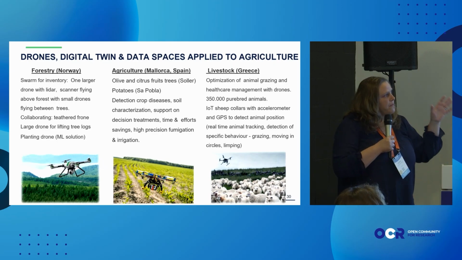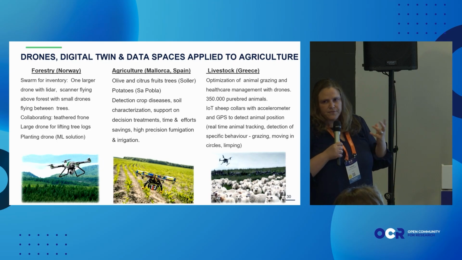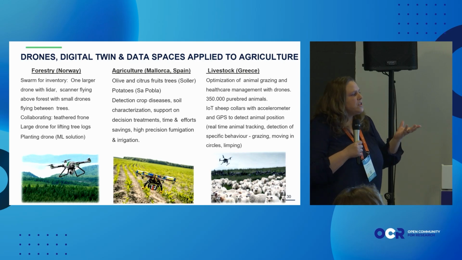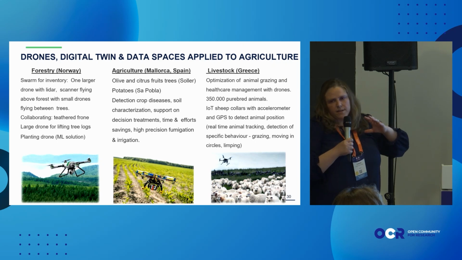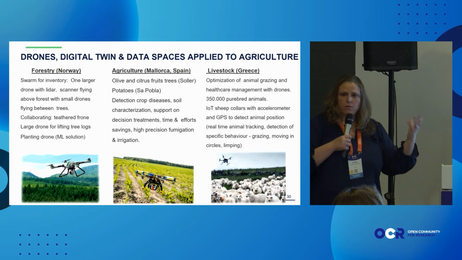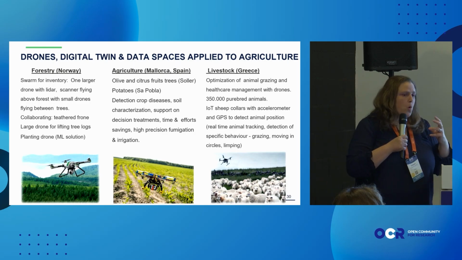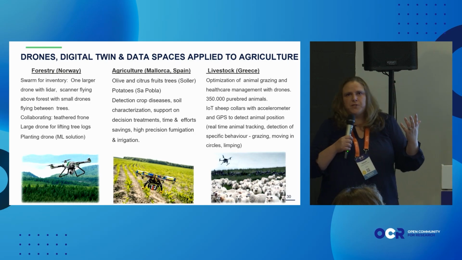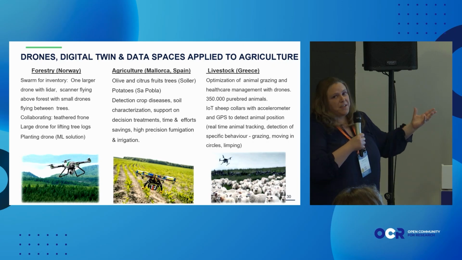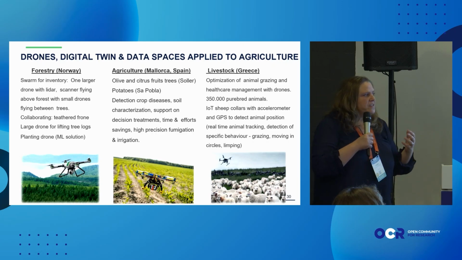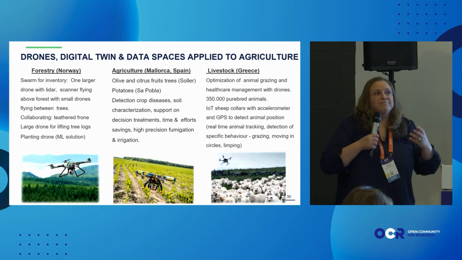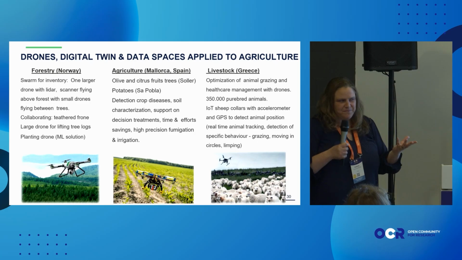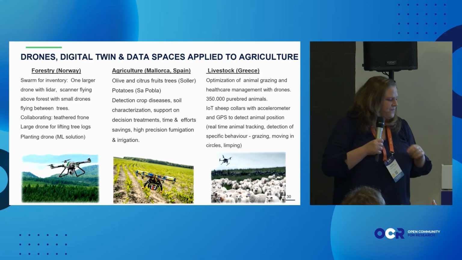And the third one is in Greece, livestock. This is for the optimization of animal grazing and healthcare management with drones. So it can track the animals in real time with IoT chip collars, but also detect abnormal or specific behavior, like grazing, moving in circles, limping, so they can detect that the animal may be dead, badly injured, whatever. Okay, so that's the final goal.